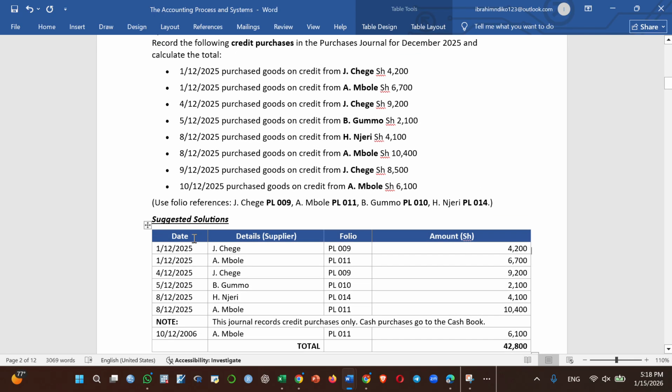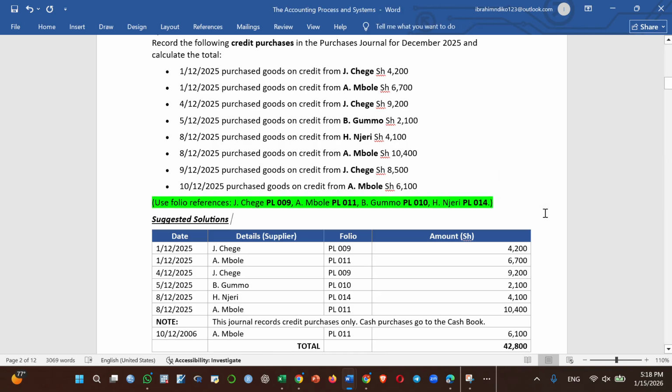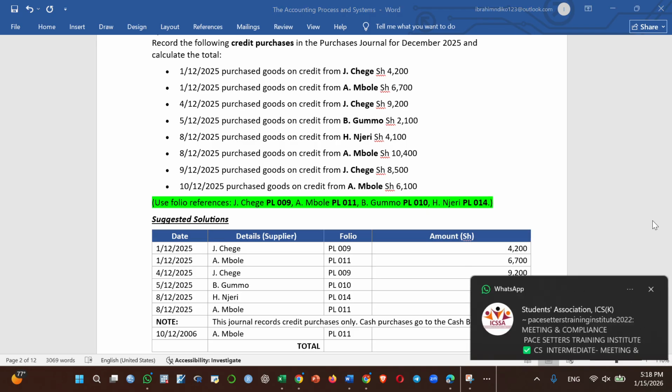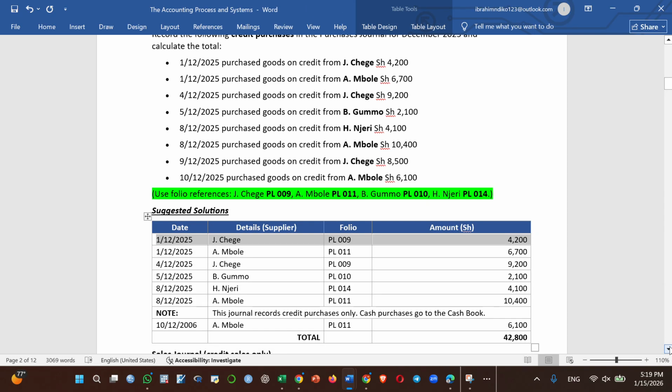Now let's see the first transaction. Before we do the first transaction, look at this point here. It says use folio reference for J. Chege will be PL009, for Ambole PL0011, for Ngumo will be PL010, and for Njeri will be PL014. That is very important. So let's see the first transaction on date 1. There was a purchase of goods on credit from Chege, and we have it here.